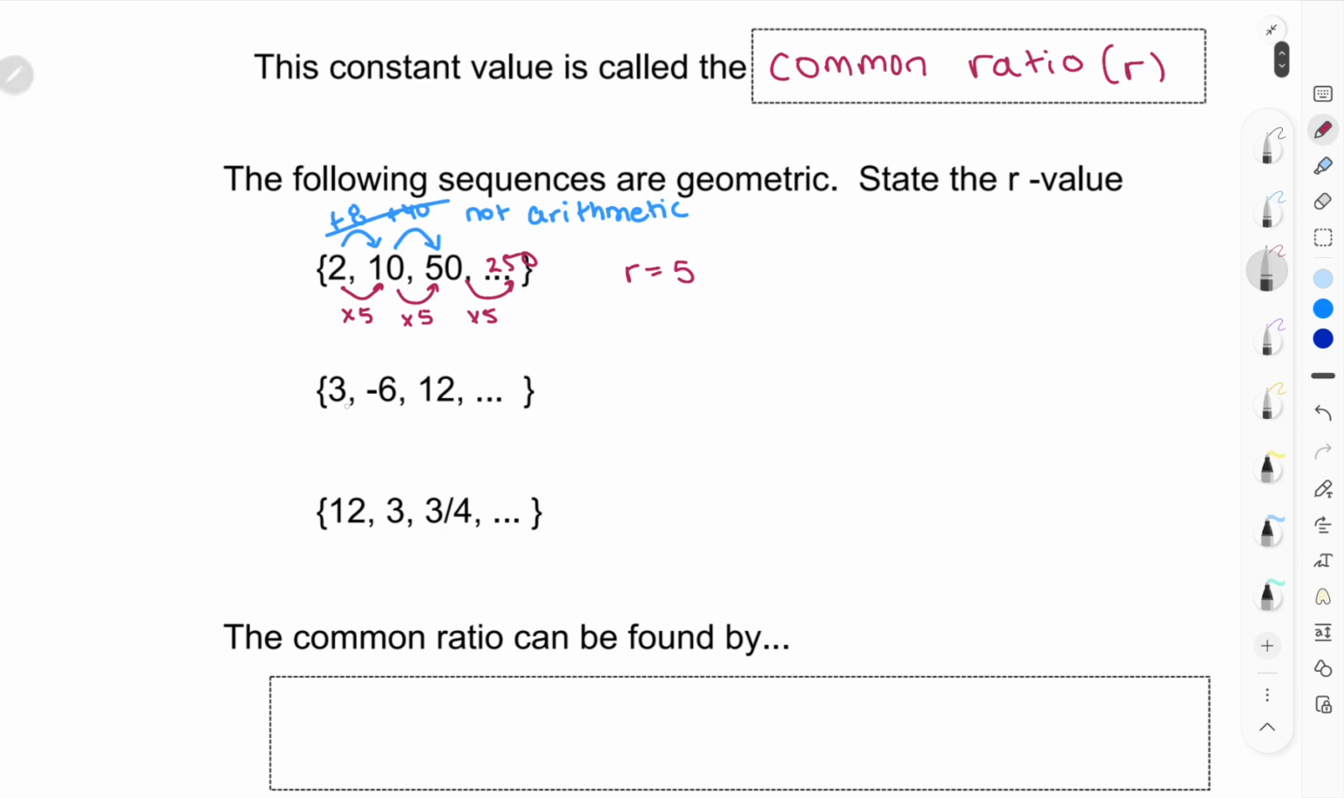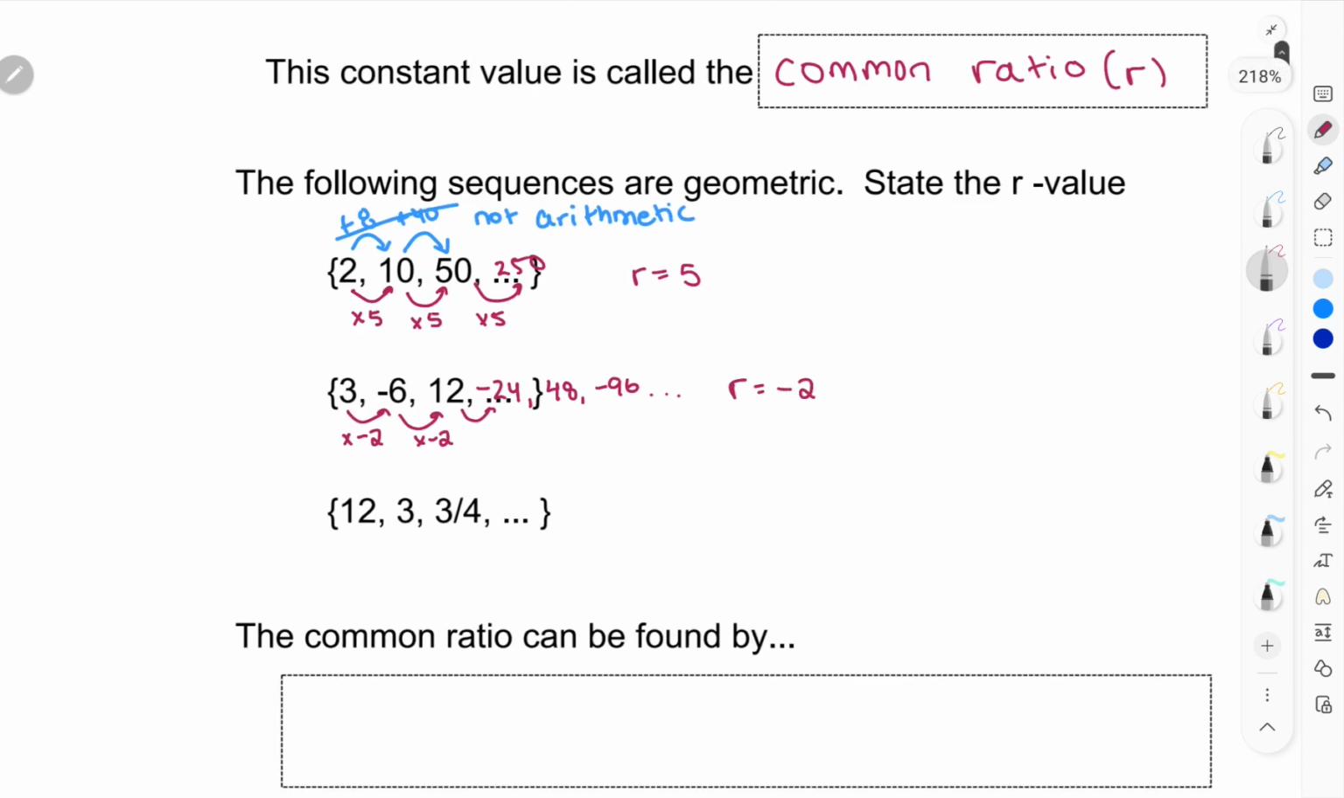If I look at the next one, to get from 3 to -6, I'm multiplying by -2. And then to get from -6 to +12, I'm multiplying by -2 again. So notice because I'm multiplying now, if I include negatives in there, it's going to alternate the sign every other term. Right? Next term would be -24, then +48, then -96, right? And so that just puts a negative on my R value. The numbers are still growing, but I have a negative value.